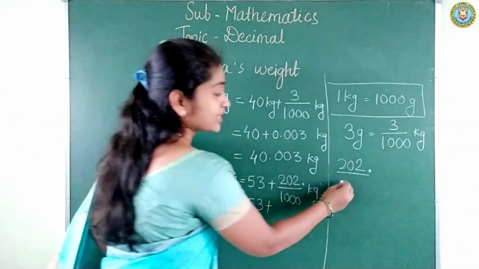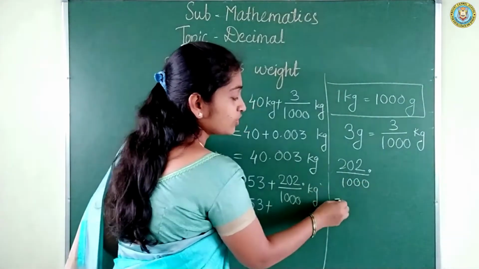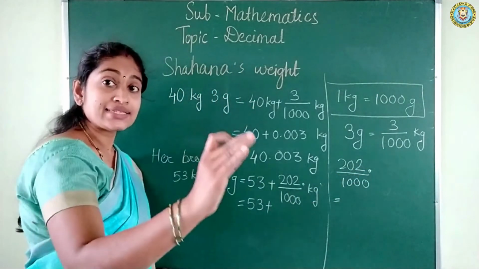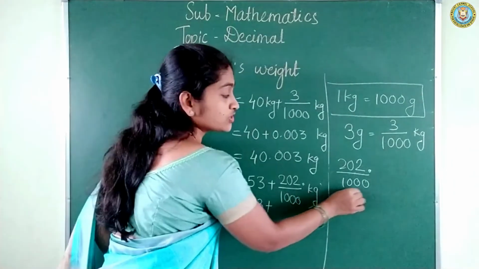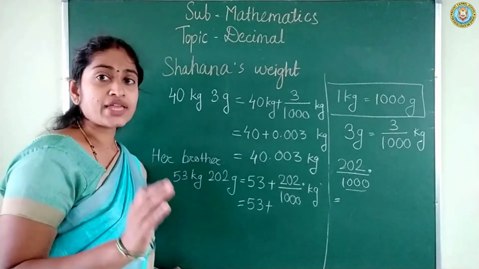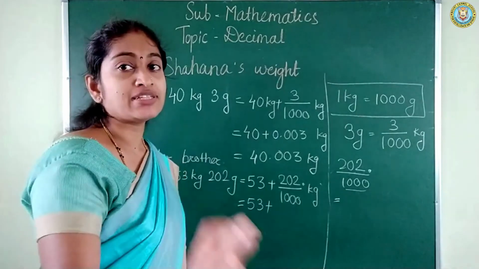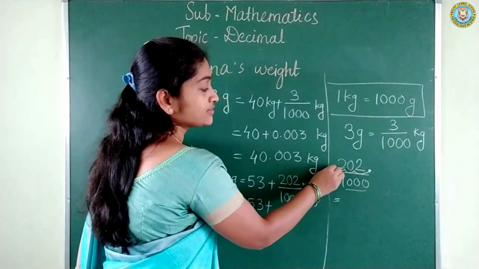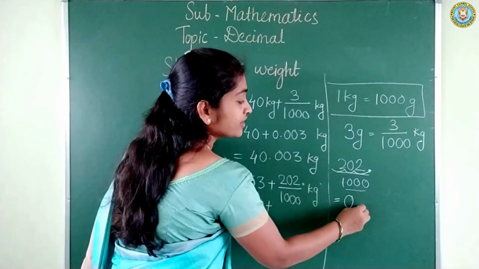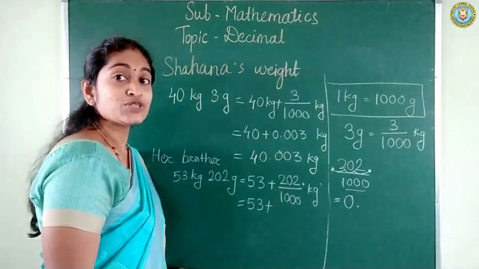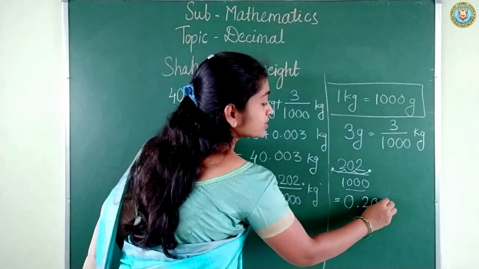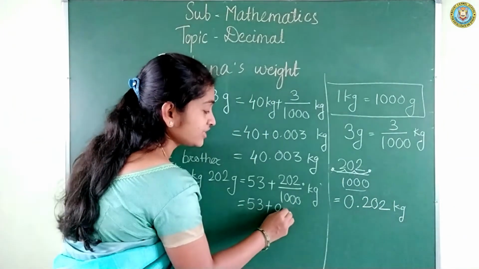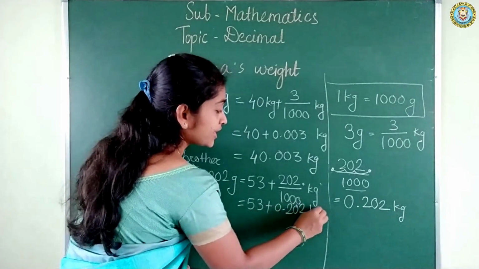Yes. If we divide by 1000, what will happen? This point jumps 3 steps. Why 3 steps? Because 3 zeros are there. Isn't it? If there is 1 zero, then it jumps only 1 step. Let us see what happened. 1, 2 and 3. So here we get where the dot comes, before the digits. So 202, that is that much kg. Now here we can write 0.202 kg.